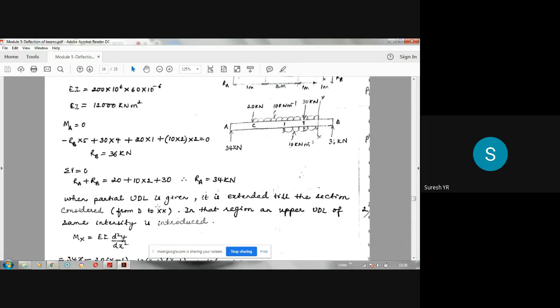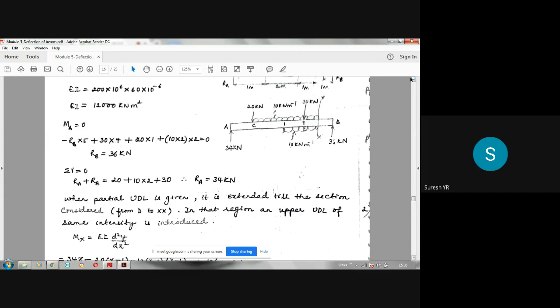So when partial UDL is given, it is extended till the section considered. See, from D to XX, in that region, an upward UDL of same intensity is introduced. This is an extra step. But further, you continue with whatever method you usually follow. Now see here XX, now you have to consider this.